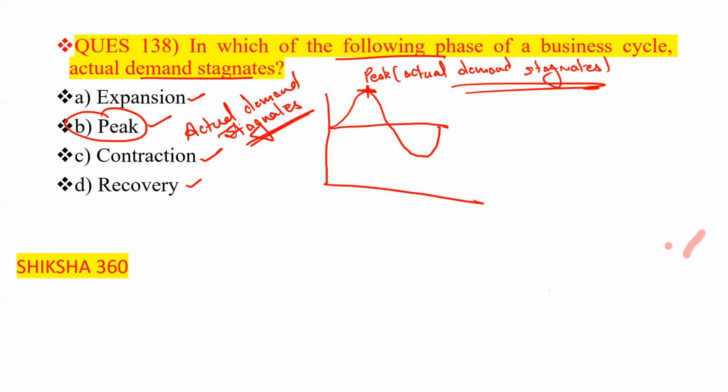So at the peak, actual demand stagnates. Option number B is the correct answer. That is, at the peak actual demand stagnates. Now move to the next question.